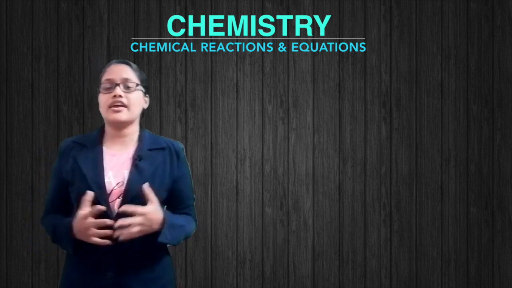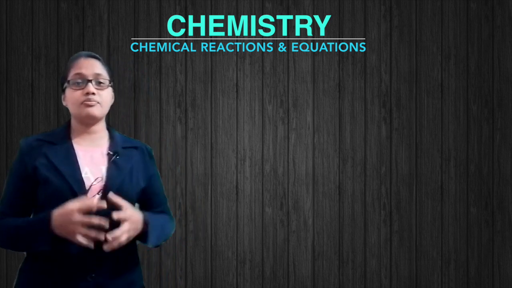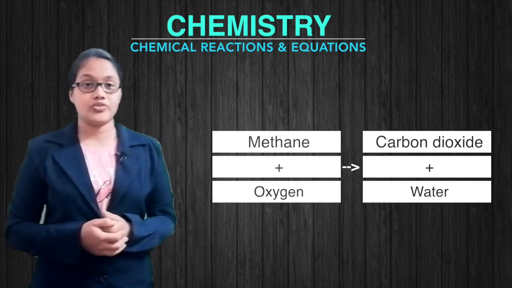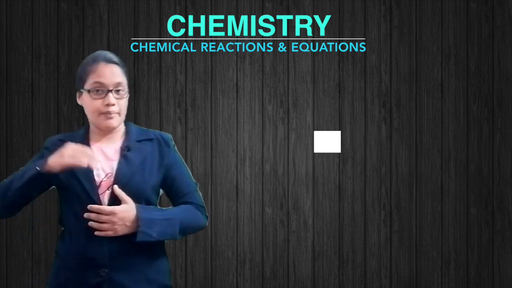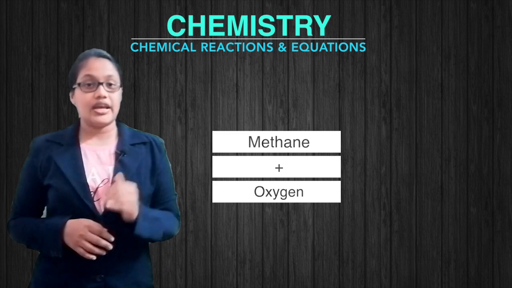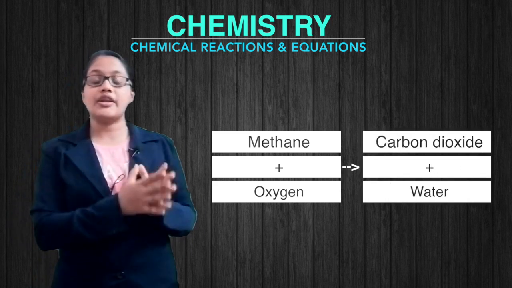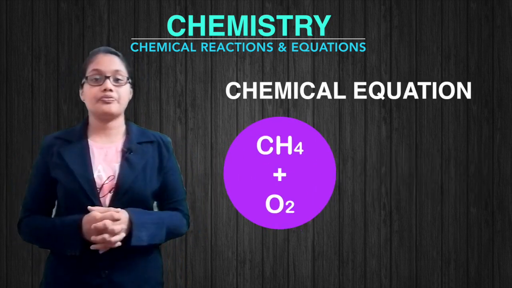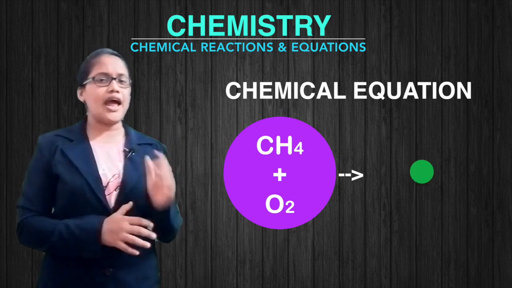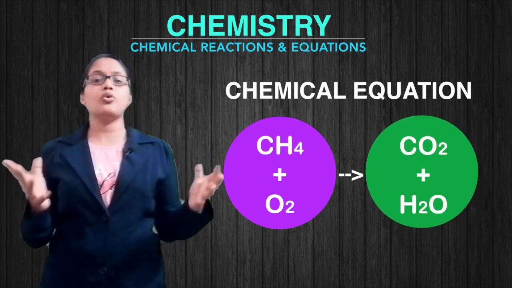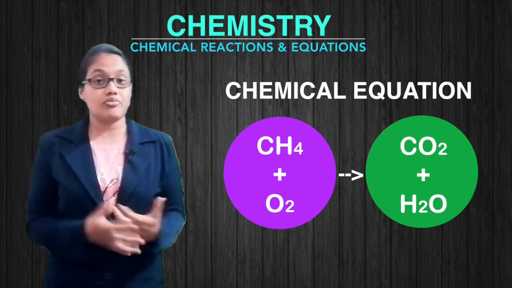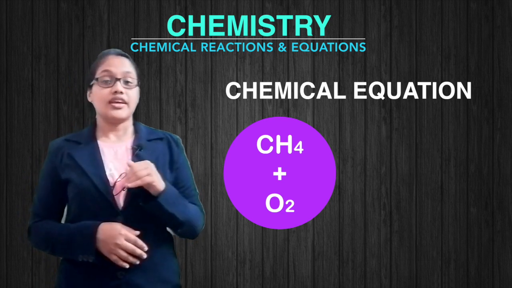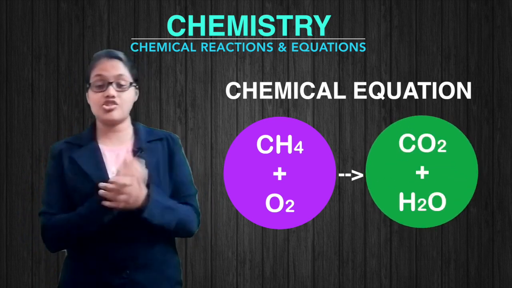So here I have taken an example of the chemical reaction as methane burns in oxygen to form carbon dioxide and water. So the reaction can be written as methane plus oxygen gives carbon dioxide plus water. So the formula for methane, it is CH4, oxygen O2, carbon dioxide is CO2 and water is H2O. So now let's write the chemical equation as CH4 plus O2 gives CO2 plus H2O.